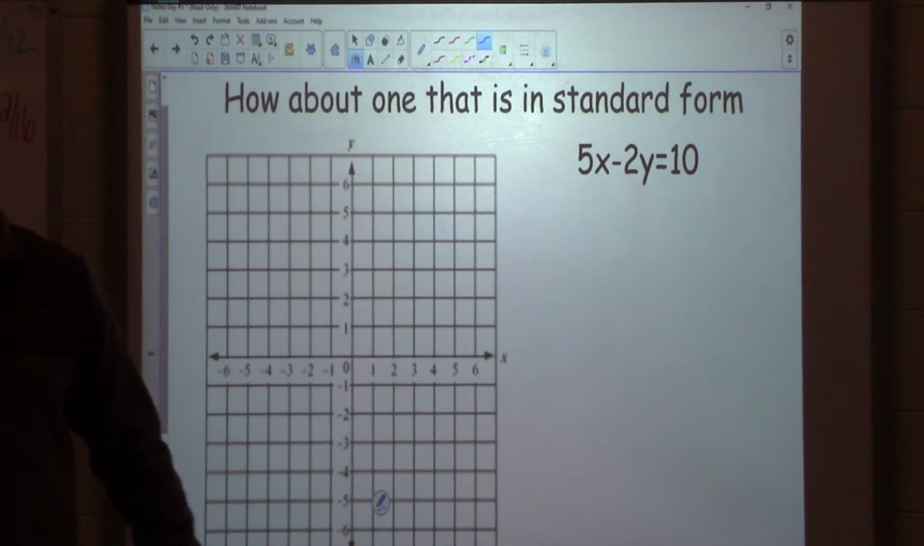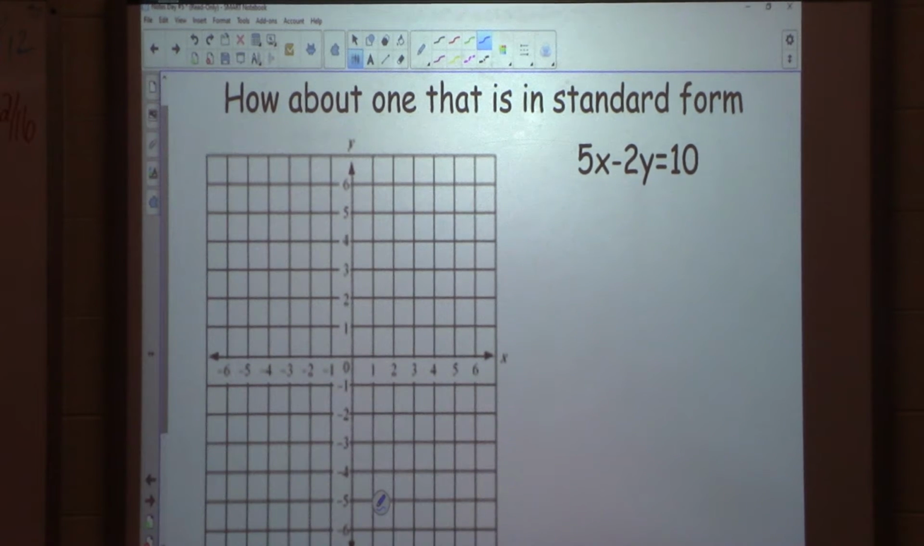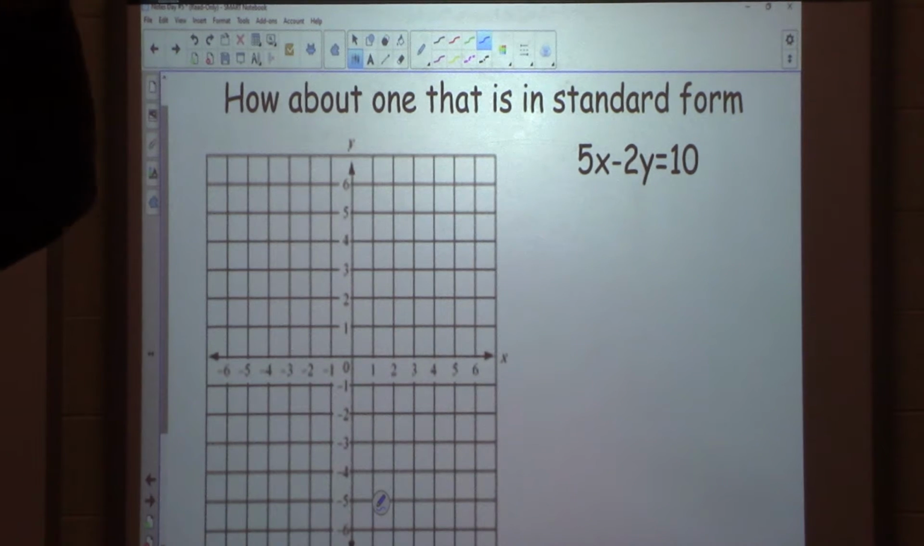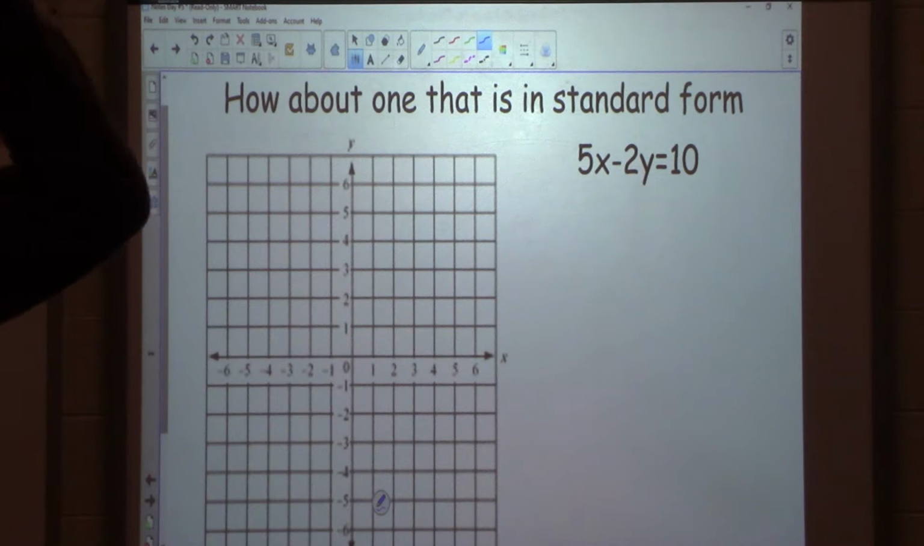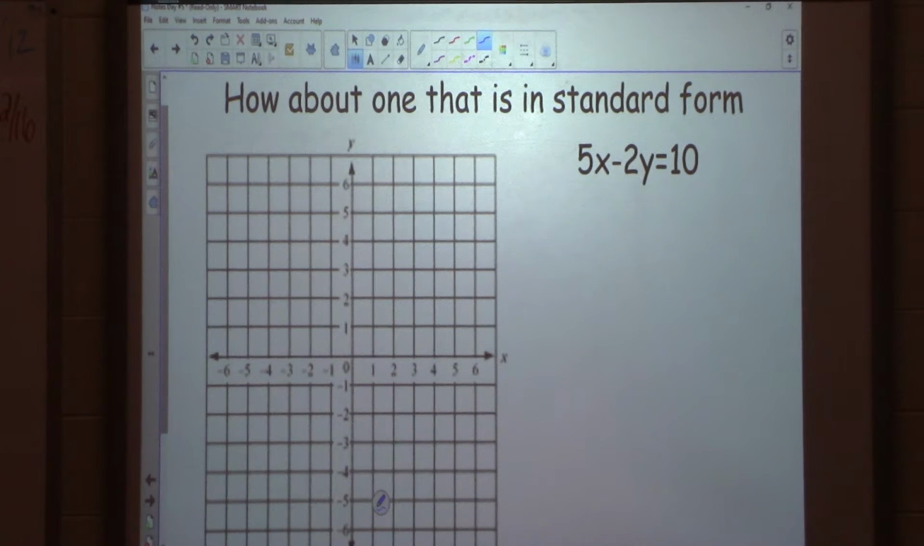5x minus 2y equals 10. Hey, there are 2 ways to do this, remember. You can use the cover-up method, or you can solve for y and get y equals mx plus b. What would you rather do? Cover up. Not the cover up. How is this? Let's do the cover-up, and then we'll solve it for y. We'll do both ways. Deal?